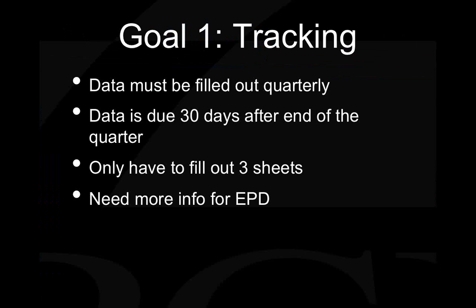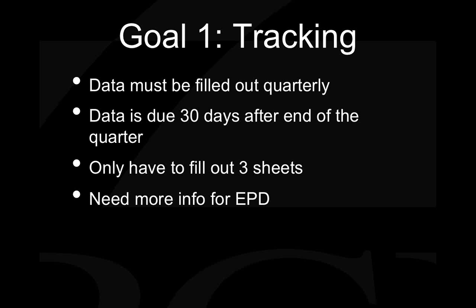Okay, great, thanks. So just to summarize, the first goal of the tracking program, you need to fill out your data quarterly. And this data is due to PCI 30 days after the end of the quarter. Of course, because we just rolled out the program, we're asking that the first quarter data for 2015 is in by June 30th. And then the second quarter data, which would be April through June, that will start the 30-day requirement. So the second quarter data will be due July 31st.